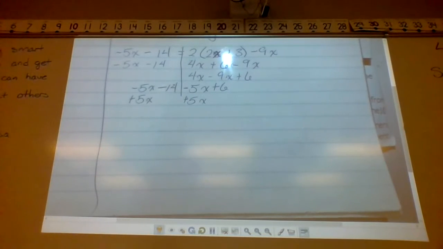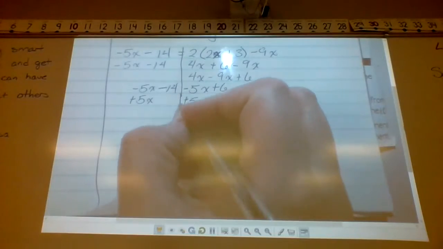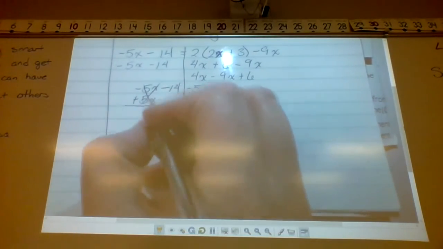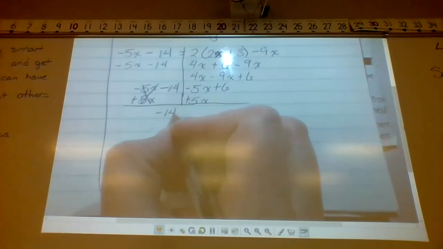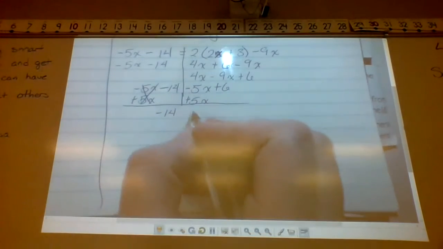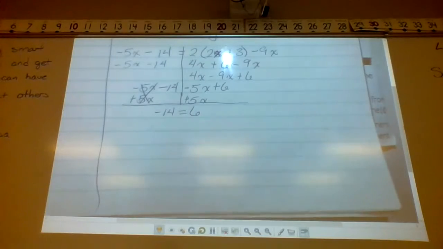No, the last time when you said to add, you weren't trying to move the variable, you were trying to get it by itself. Now we're trying to move the variable. Okay, so 5x cancels out. What's left on the left-hand side? What's left on the right-hand side? Negative 4.6. Is that true?